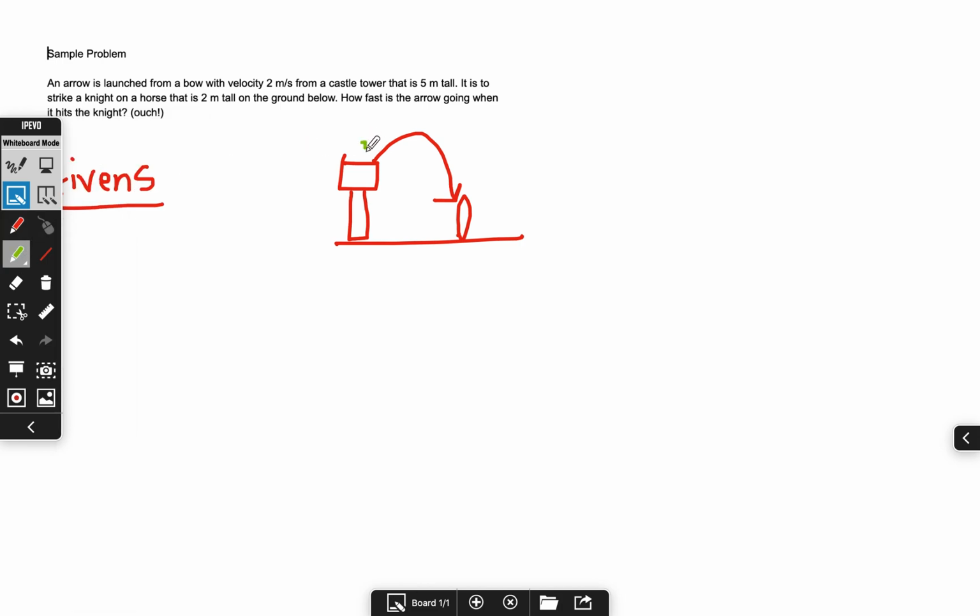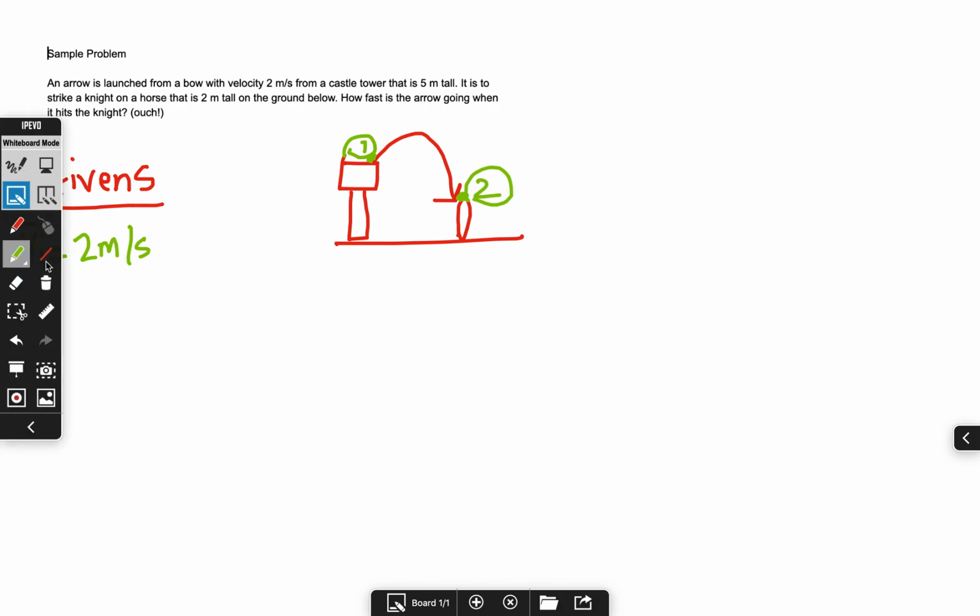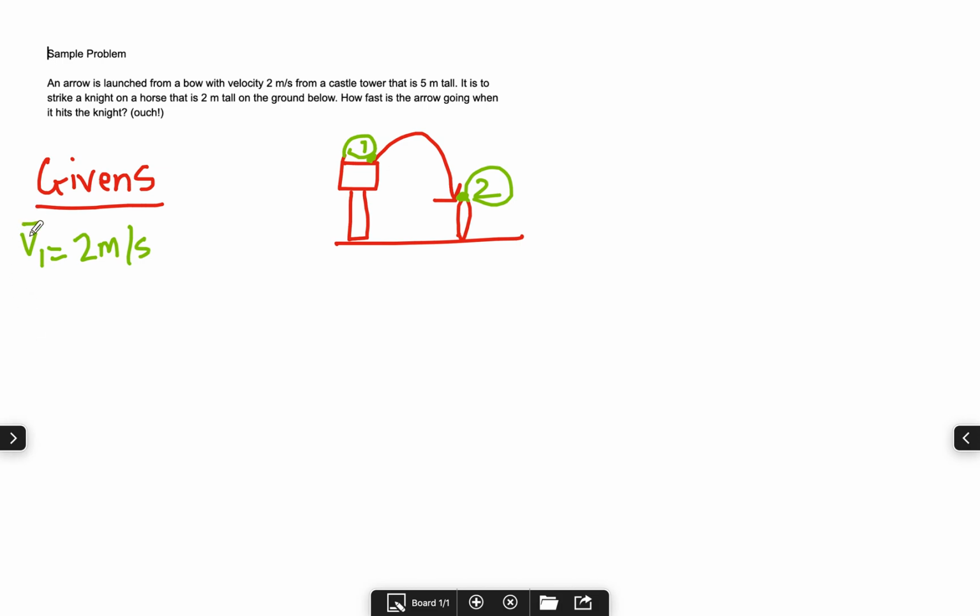So I'm going to make this event 1, the top of the tower. And when it strikes the knight, that's event 2. So in event 1, we have an initial velocity, or event 1 velocity. That's 2 meters per second. And I'm actually going to erase the bar; we'll just make this the magnitude of the velocity. Whenever we talk about velocity in energy, we don't really have to worry about the direction, because when we square the value, the direction disappears.